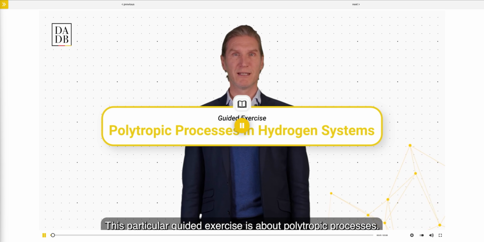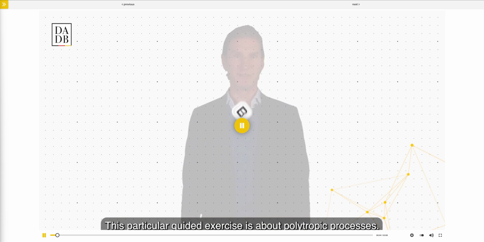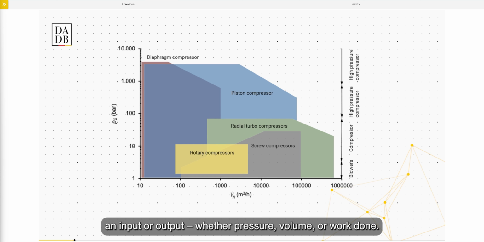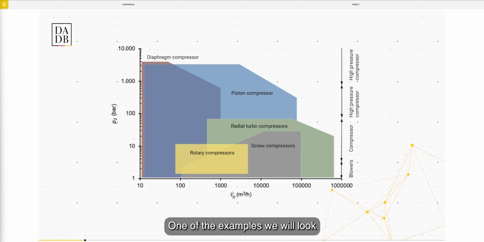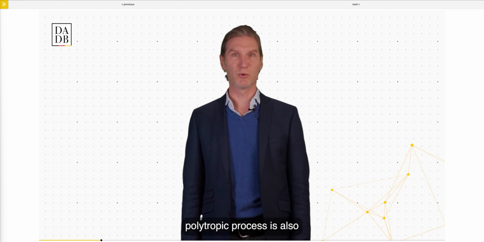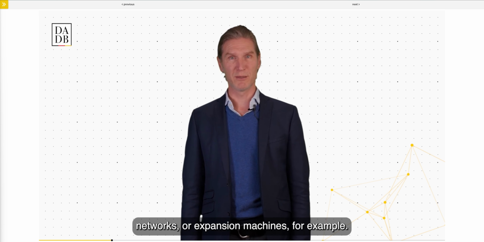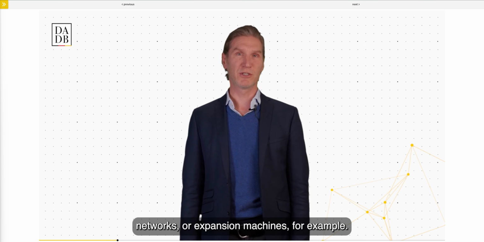This particular guided exercise is about polytropic processes. Understanding polytropic processes is important if you want to understand the thermodynamics of hydrogen systems, particularly when there is a need to calculate an input or output, whether pressure, volume, or work done. One of the examples we will look at here is hydrogen compression in a tank storage system. But the polytropic process is also relevant to other kinds of systems, such as pipeline networks or expansion machines, for example.